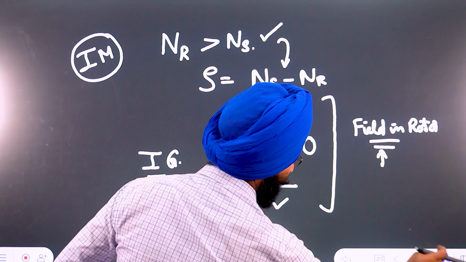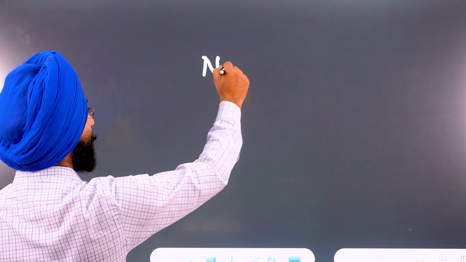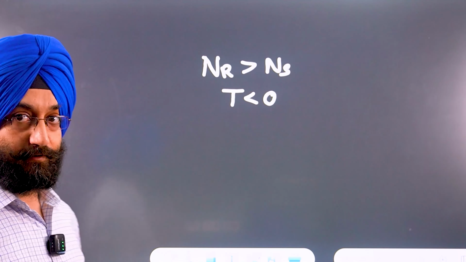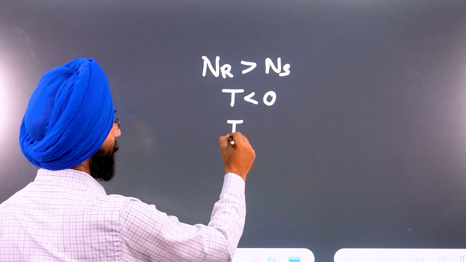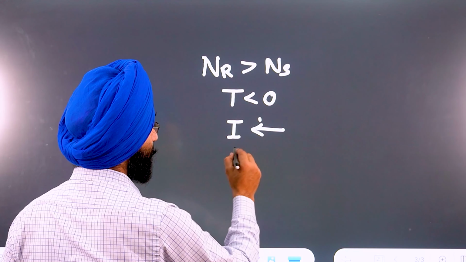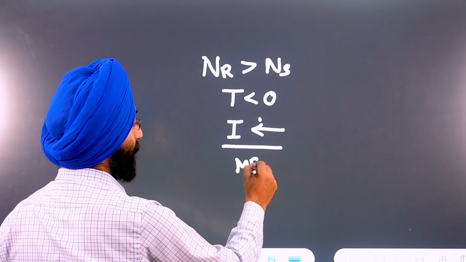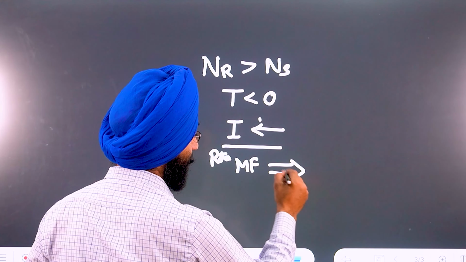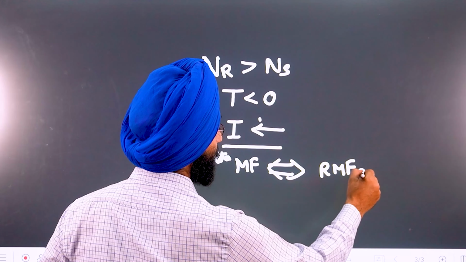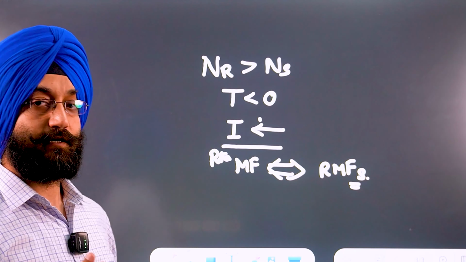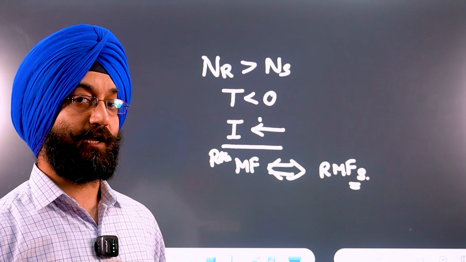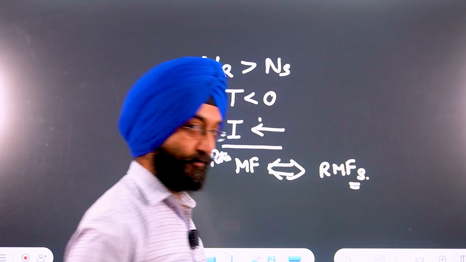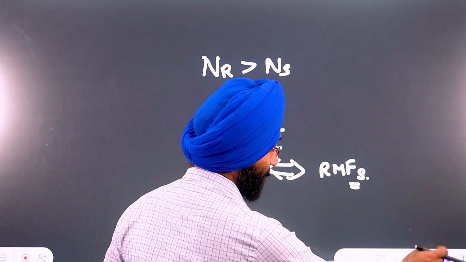So what I am trying to say is, whenever nr is made greater than ns, torque generated in the rotor becomes negative, and current is also generated in reverse direction. This generates a magnetic field in the rotor that always opposes the rotational magnetic field produced in the stator, which produces active power, and instead of drawing power from the grid, it supplies power to the grid. So I hope you would have understood this.